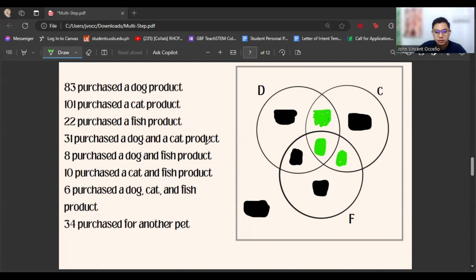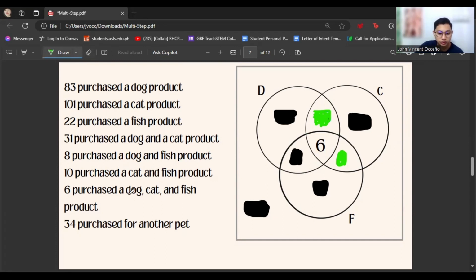So basing on our steps or strategies earlier, we have mentioned that we should always start with the middle, because the middle is where the 3 intersect and the 3 relationships occur. So it would be easier to start in the middle, moving your way outside. In the middle, let us find the intersection, the given that they bought all 3 of them. So 6 here purchased a dog, a cat, and a fish product. And this is the intersection of the dog, the cat, and the fish product. So just copy the 6.